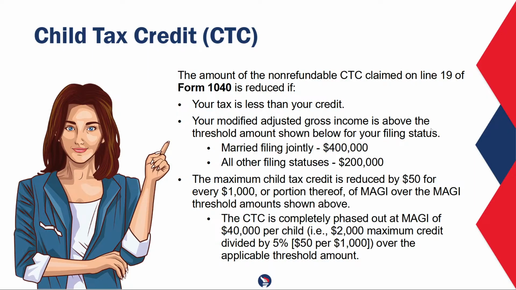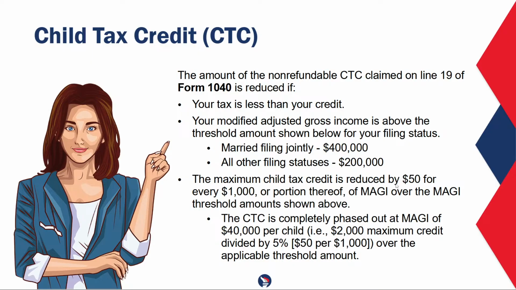Modified adjusted gross income must be below the threshold amount for your filing status. Married filing jointly must make less than $400,000. All other filing statuses must make less than $200,000. If you make more than that, we start adjusting.